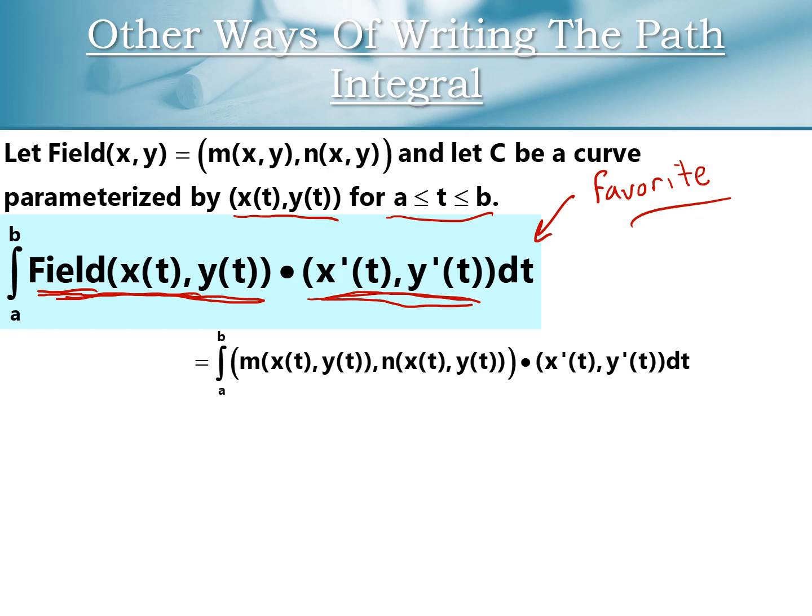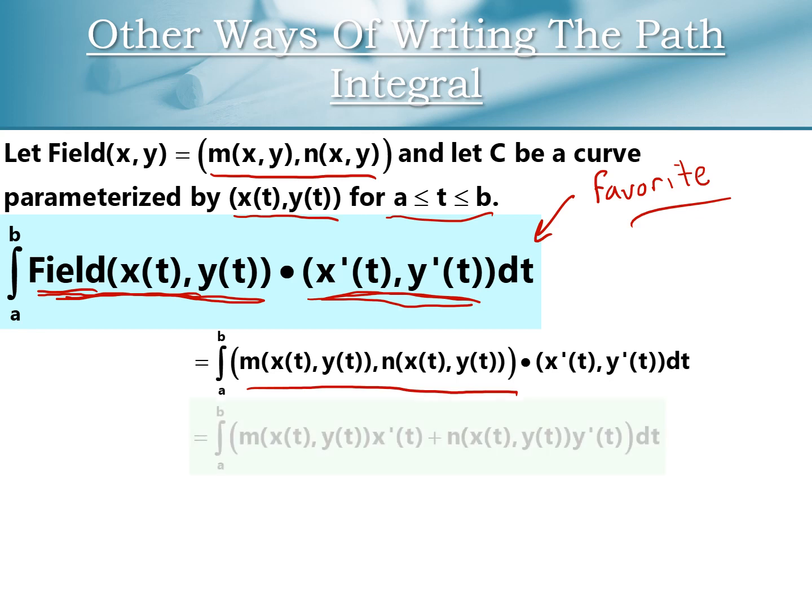So remember that our vector field, if that's some M comma N, you could replace your vector field, your field of x of t, y of t, with M of x of t, y of t, N of x of t, y of t. And then you can evaluate that dot product, and you get this format: the integral of M of x of t, y of t, x prime of t plus N of x of t, y of t, y prime of t dt.